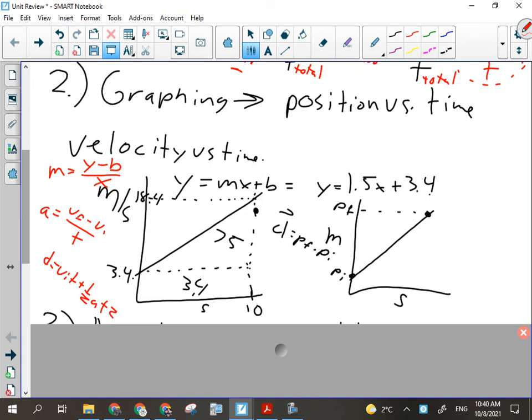VI times t is this number here times this number here, which would get me the rectangle, base times height. And this part here calculates the triangle. And all the numbers you need are here in this formula, because this number is A, this number is VI, and t is 10 seconds. I'd be able to use that formula and not have to do anything else.